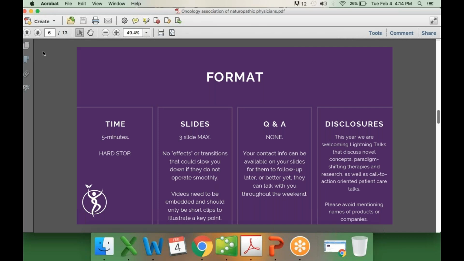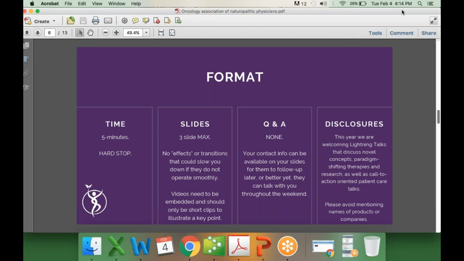Disclosures. This year's theme is much more oriented to novel concepts, any kind of paradigm-shifting therapies, research, or policies, if that's relevant, as well as any call-to-action patient care talks. So we really want to avoid mentioning names of products or companies. This isn't meant to be a sales pitch. There are some startup incubators that get together, and that's more like a pitch deck experience. That's really not what we're trying to do here. This is a CE event, so we ask that you keep that in mind.